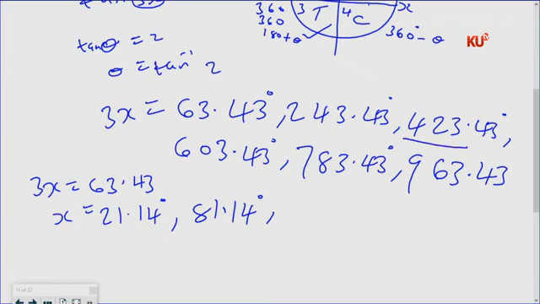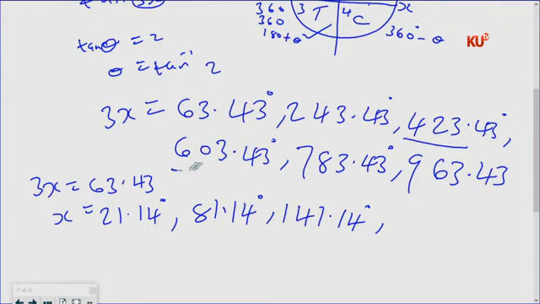Divide 423.43 divided by 3. That will give us, very good, learner, 141.14 degrees. If you look at my answers, you have to maintain the same number of decimal places: 2 decimal places, 2 decimal places, 2 decimal places. Even though the question was not asking us to maintain, it's very good to be consistent.